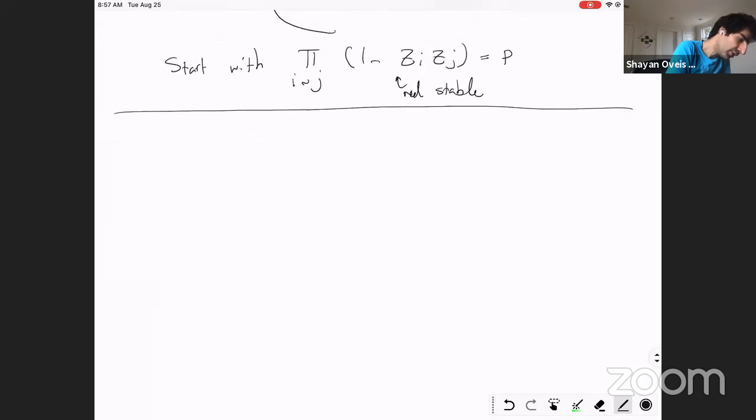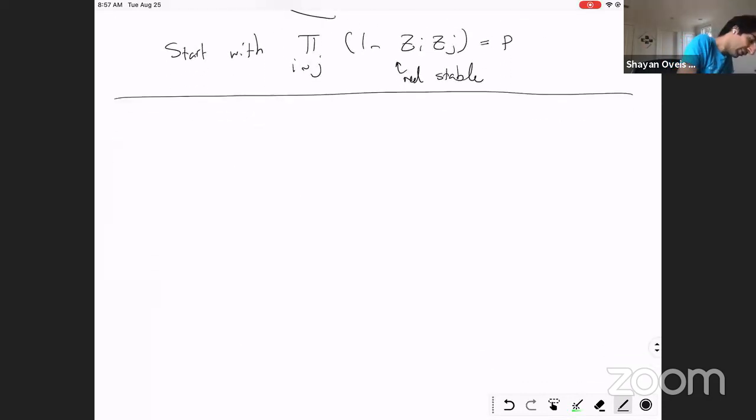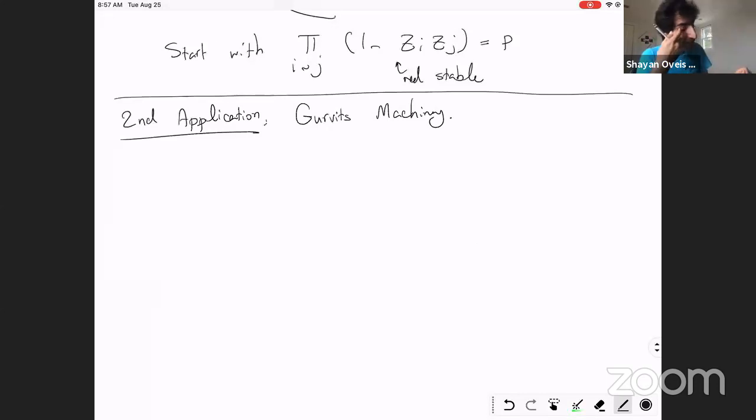So if there are no questions, I want to talk now about the second application of this machinery. I call it the Gurvits machinery. This is a very simple machinery. I hope I can prove it today, but it has a lot of applications, a lot of generalizations. You'll see one of the generalizations of it in the second homework, in the second assignment.